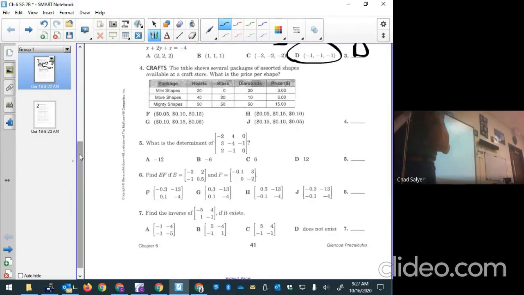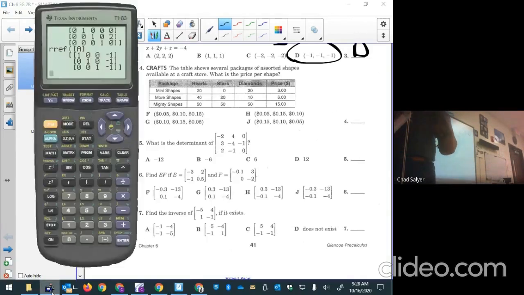For number 4, the table shows several packages of assorted shapes available at a craft store. What is the price per shape? So we know the first person purchased 20 hearts, 20 diamonds, and they paid $3. Second person, 40 hearts, 20 stars, 10 diamonds, $6. And the last person, 50 hearts, 50 stars, 50 diamonds, and they paid $15. So in order to find these, we need to create an augmented coefficient matrix once again, and Rref.